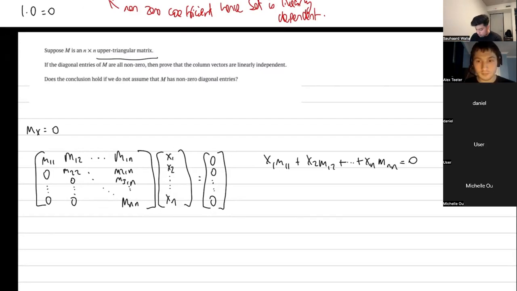But if this is equal to 0, the way that all these columns would be linearly independent is if and only if x1 equals all the way till xn equals 0. Okay, so that's why we're going to make use of this.